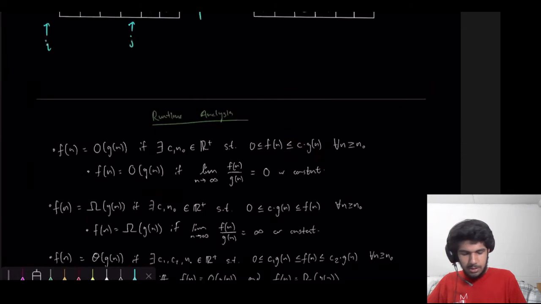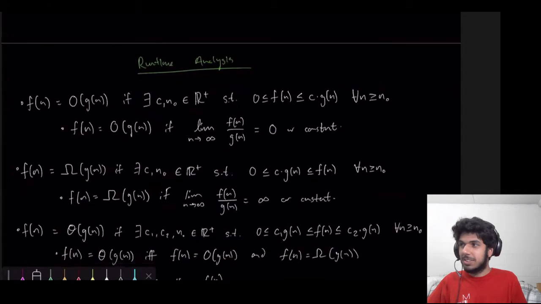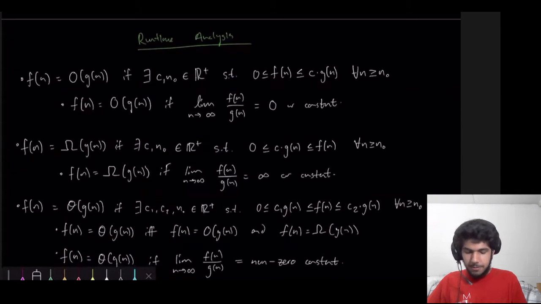So there are three types of notations that we should be familiar with. The first is big O, and that's the most popular one. And there's also big omega and big theta. And oftentimes, we will see that when people say big O, they actually mean big theta. So that's kind of confusing, but it's all right.